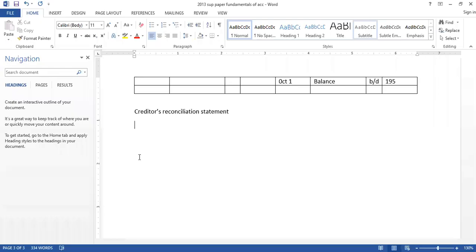So this is the second part of question 3 of the fundamentals of accounting question paper. Before we start, I just want to quickly give you the format of our creditors reconciliation statement.